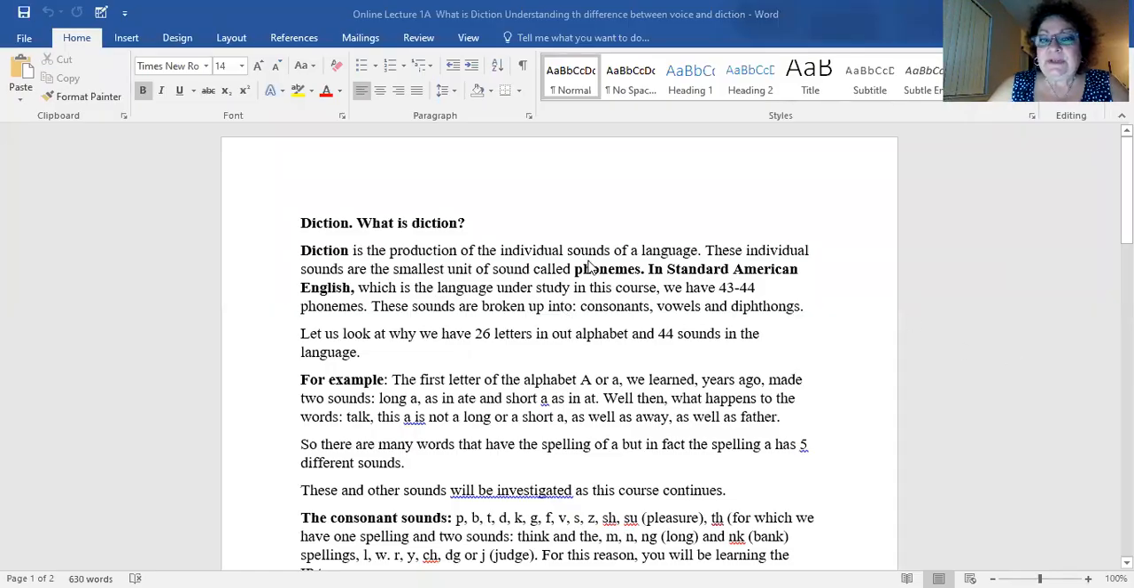Diction is the production of individual sounds of the language. So every language has sounds. Our American English has 43 to 44 sounds, and these sounds are called phonemes. So I know you're all thinking, okay, there's 26 letters in the alphabet. Well, those 26 letters make 43 to 44 sounds.